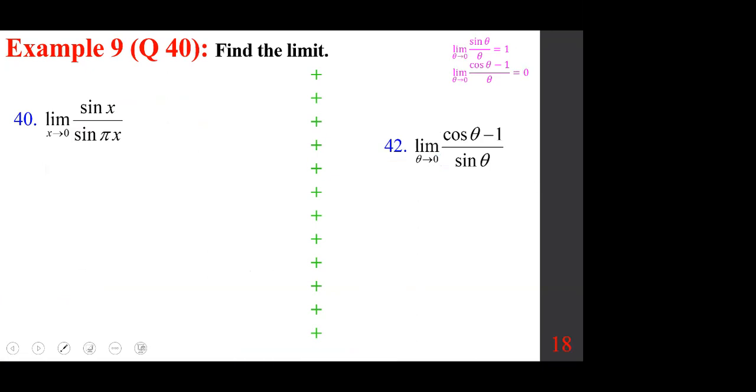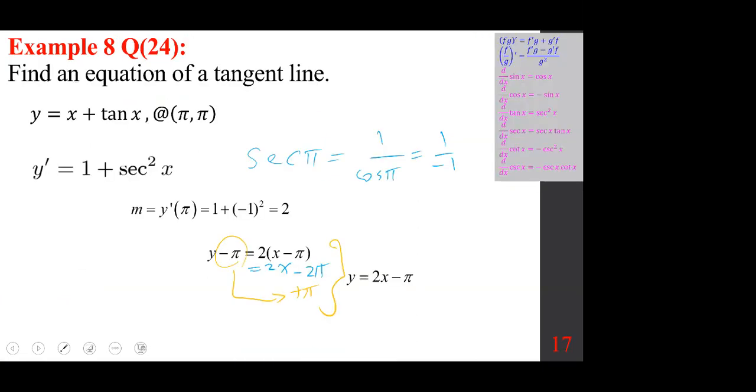Professor, can you go back to that problem? Go ahead. How did you get secant pi equals 1 over cosine pi? Secant is 1 over cosine. How did you get that -1 after that? Because cosine pi is -1. See, cosine 0 is +1, cosine pi is -1. So secant pi becomes 1 over -1, which is -1.